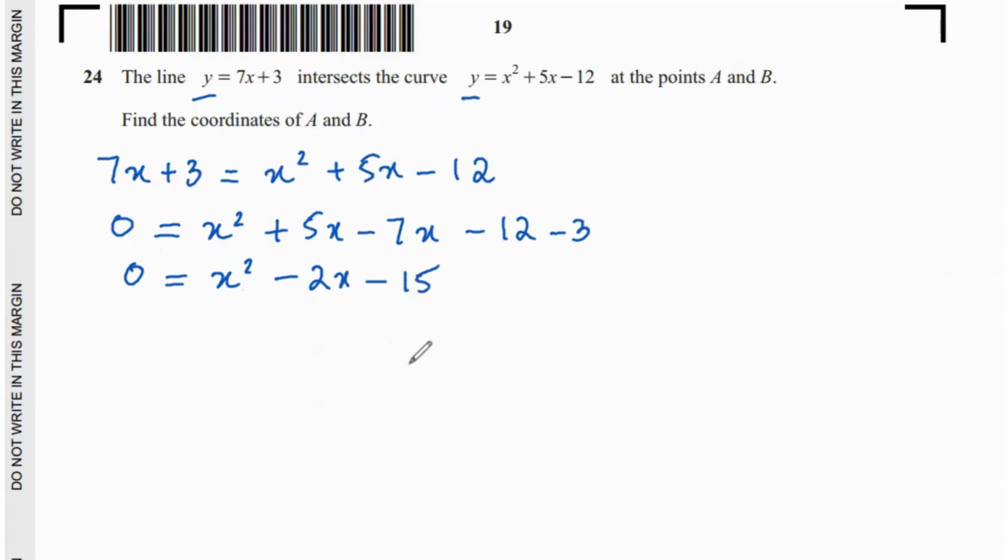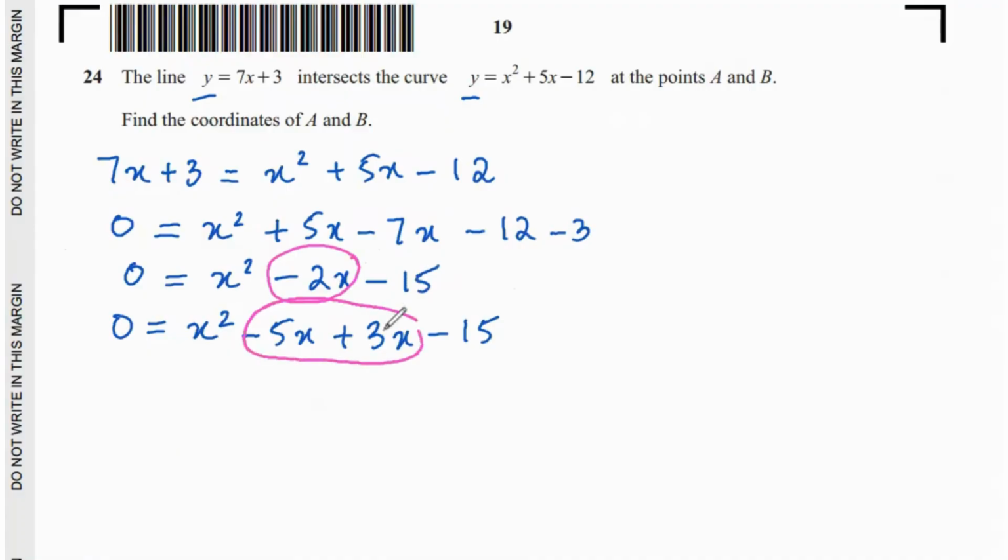Now we have to factorize this quadratic equation. You can use splitting the middle term or the quadratic formula. If you use splitting the middle term, you have to find factors of 15, which are 5 and 3, along with 15 and 1. But we're going to use 5 and 3 because 5 minus 3 gives us 2. So we're going to replace the middle term with the factors of 15. So it becomes negative 5x plus 3x minus 15. As you can see, everything else is the same. The only thing that's different is the middle term. The middle term is replaced by this.